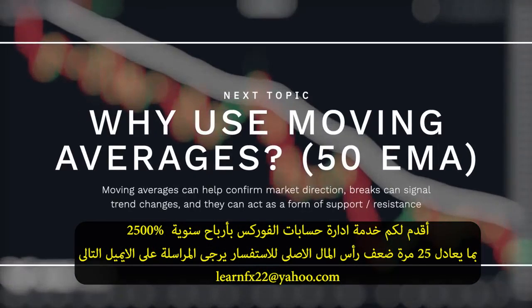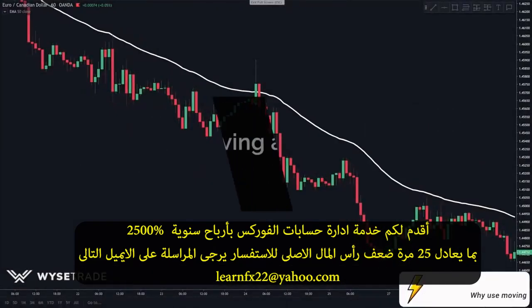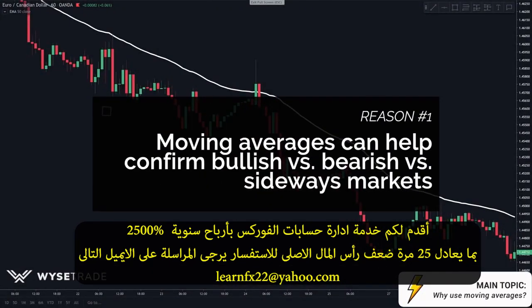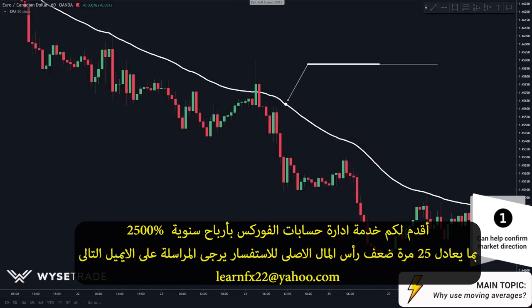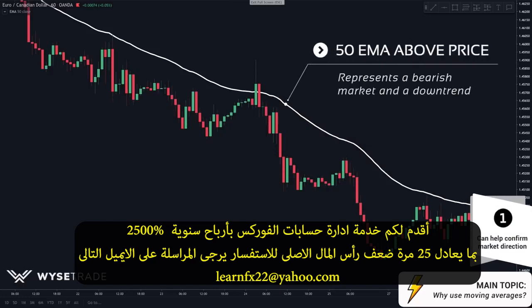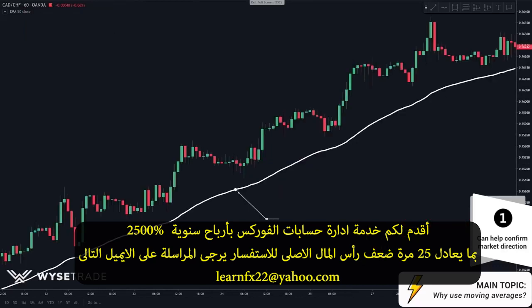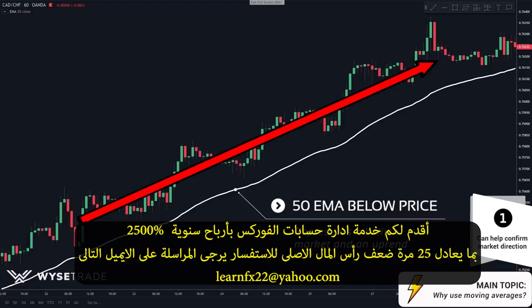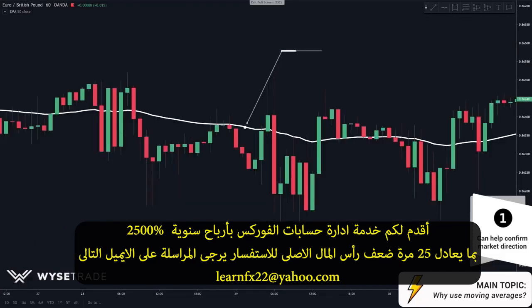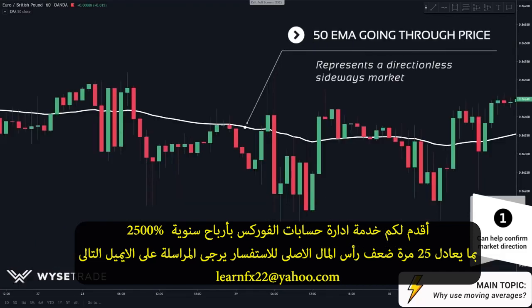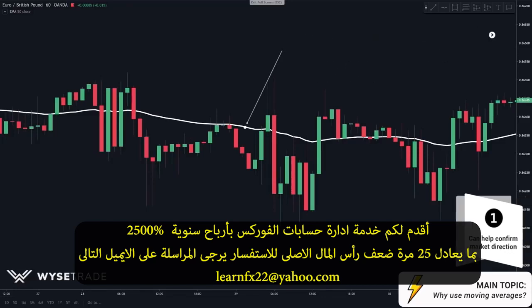So why do we use moving averages? The first reason is because moving averages can act as supporting evidence of a bullish market, a bearish market, or a sideways market. When the 50 EMA is above price, it represents a possible bearish market and a downtrend. When the 50 EMA is below price, it represents a possible bullish market and an uptrend. When the 50 EMA is going right through price, it represents a directionless, sideways market or a period of consolidation.